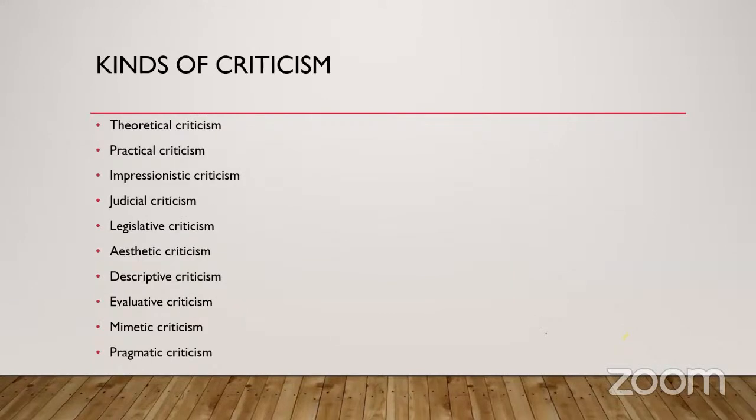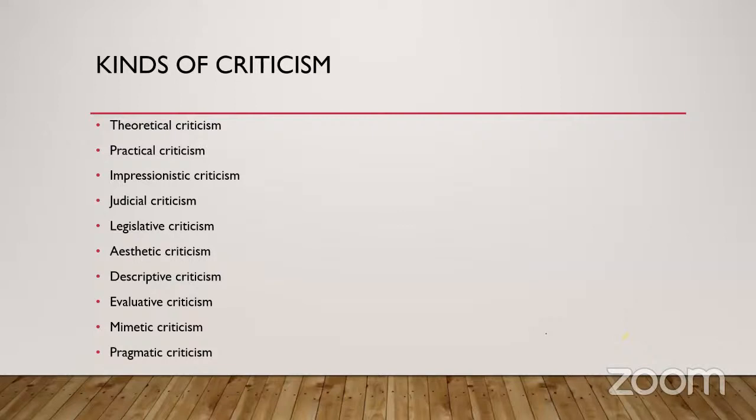Aristotle gave importance to judicial and legislative criticism. So judicial criticism has nothing to do with a judge or court, okay? I'm just saying judicial criticism, what we do here is, there will be certain rules and a literary work will be analyzed based on these rules. So the judgment of work will be done based on certain rules.